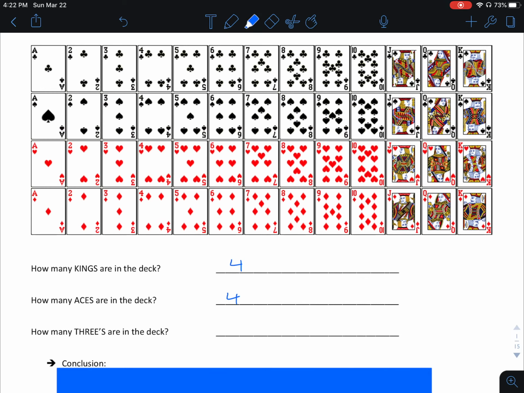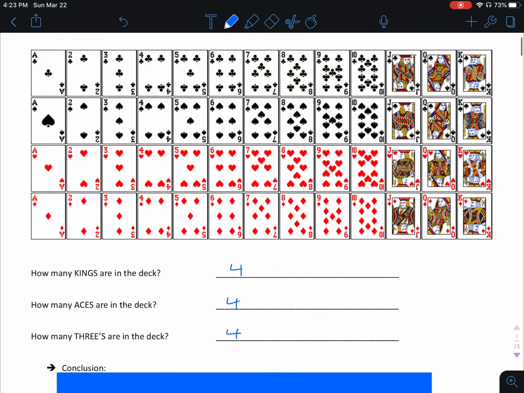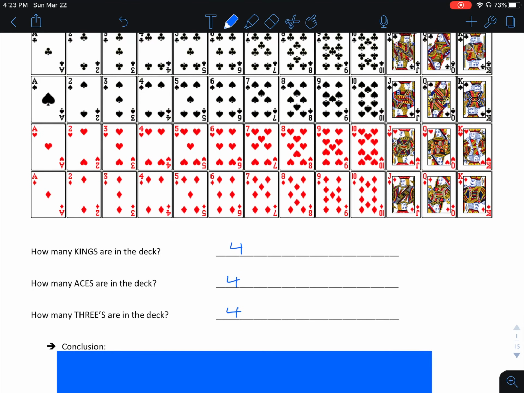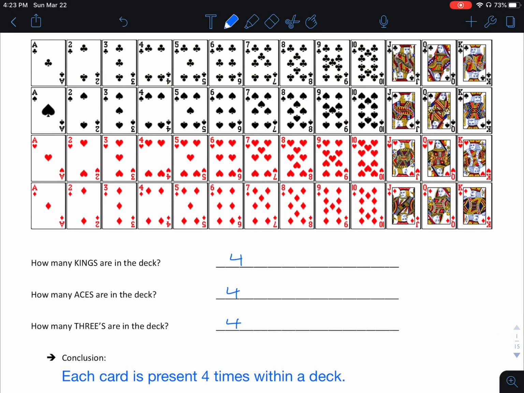Last one: how many 3s are in a deck? I'm going to go to my 3 column. How many of those cards do I have? Again, 4. What do you notice about each of the different cards within a deck? Based on the numbers we got, 4, 4, and 4, we notice that each card is present 4 times within a deck. No more than 4 times in a regular deck of cards.